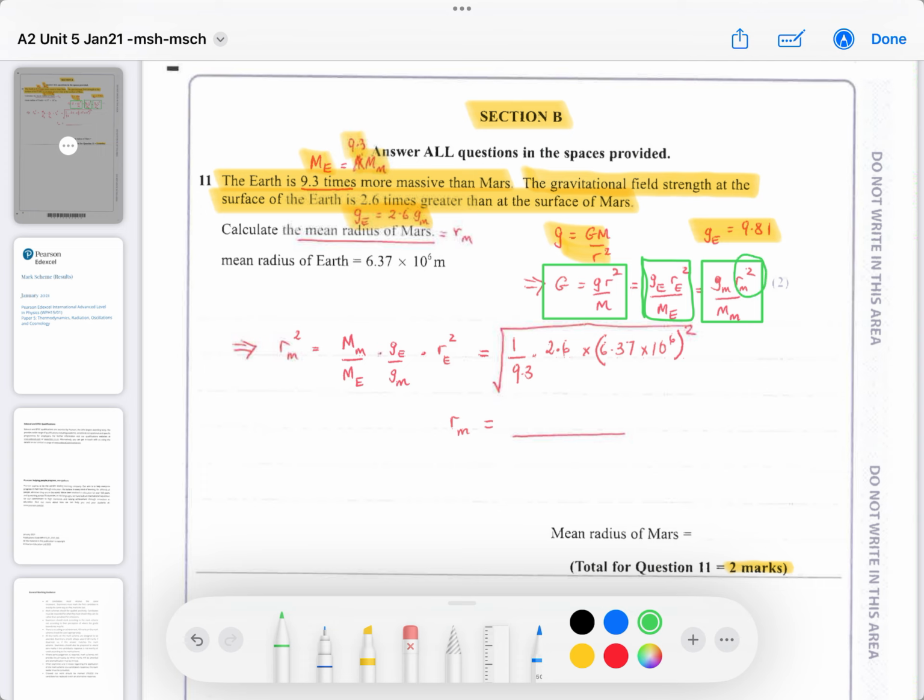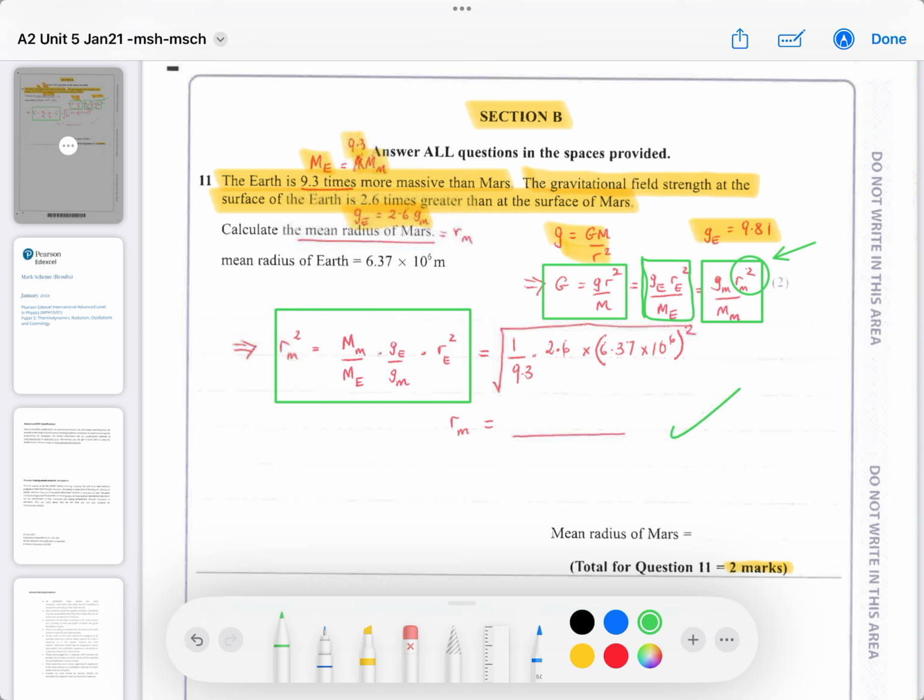We want to work out this. So you want to make this the subject of the equation. So this is what I've done. The radius of Mars squared is equal to the ratio of the masses, with Mars being at the top, and then the gravity term is inverted, and I'm sure you can work it out. Put all the numbers in and you'll get the answer, and hopefully it will be the same as on the mark scheme.